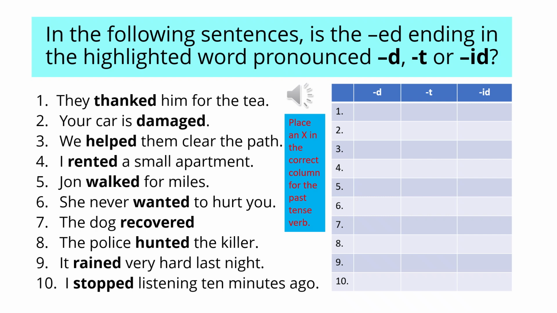In the following sentences, is the ed ending in the highlighted word pronounced d, t, or id? 1. They thanked him for the tea. Place an X in the correct column for the past tense verb. 2. Your car is damaged. 3. We helped them clear the path.